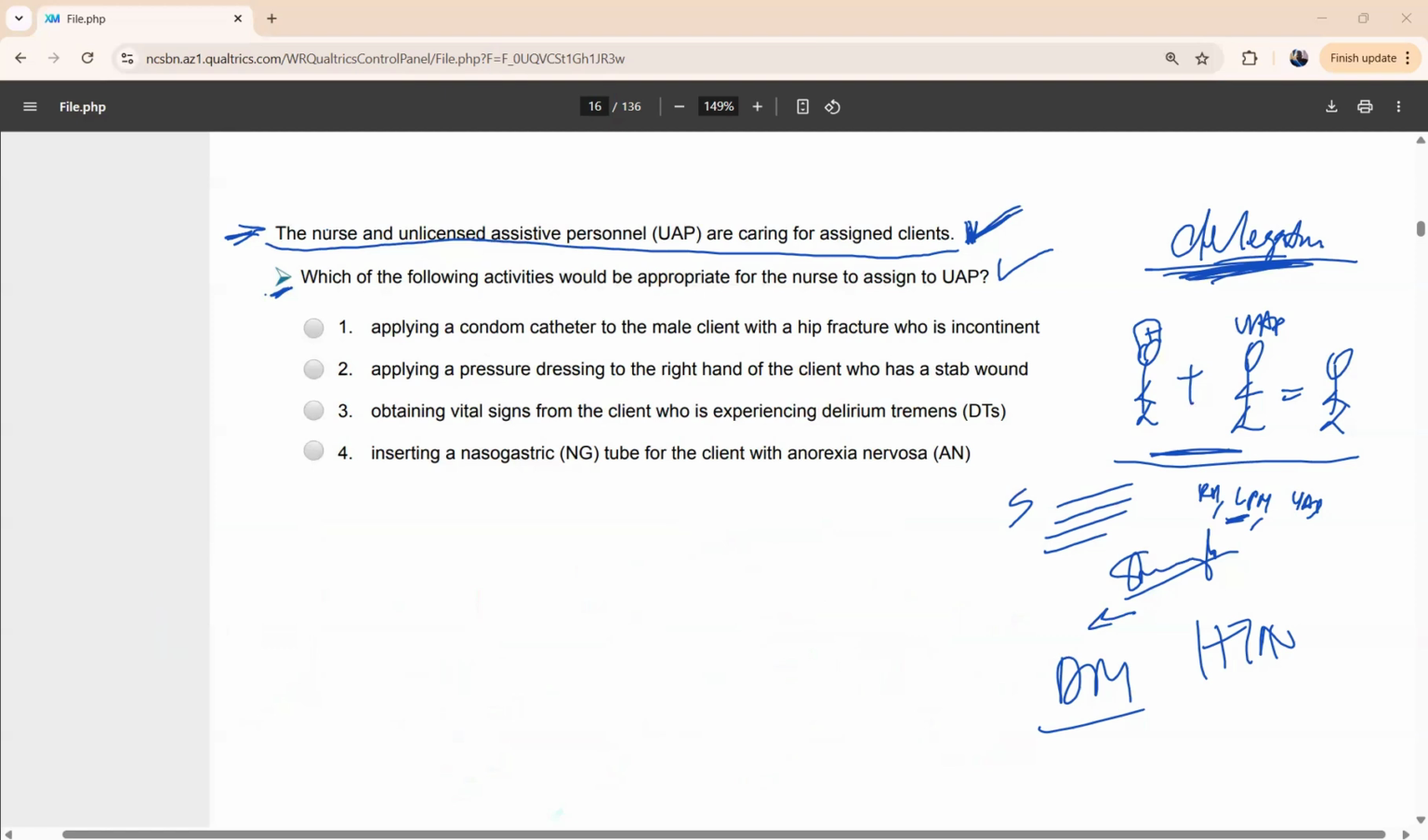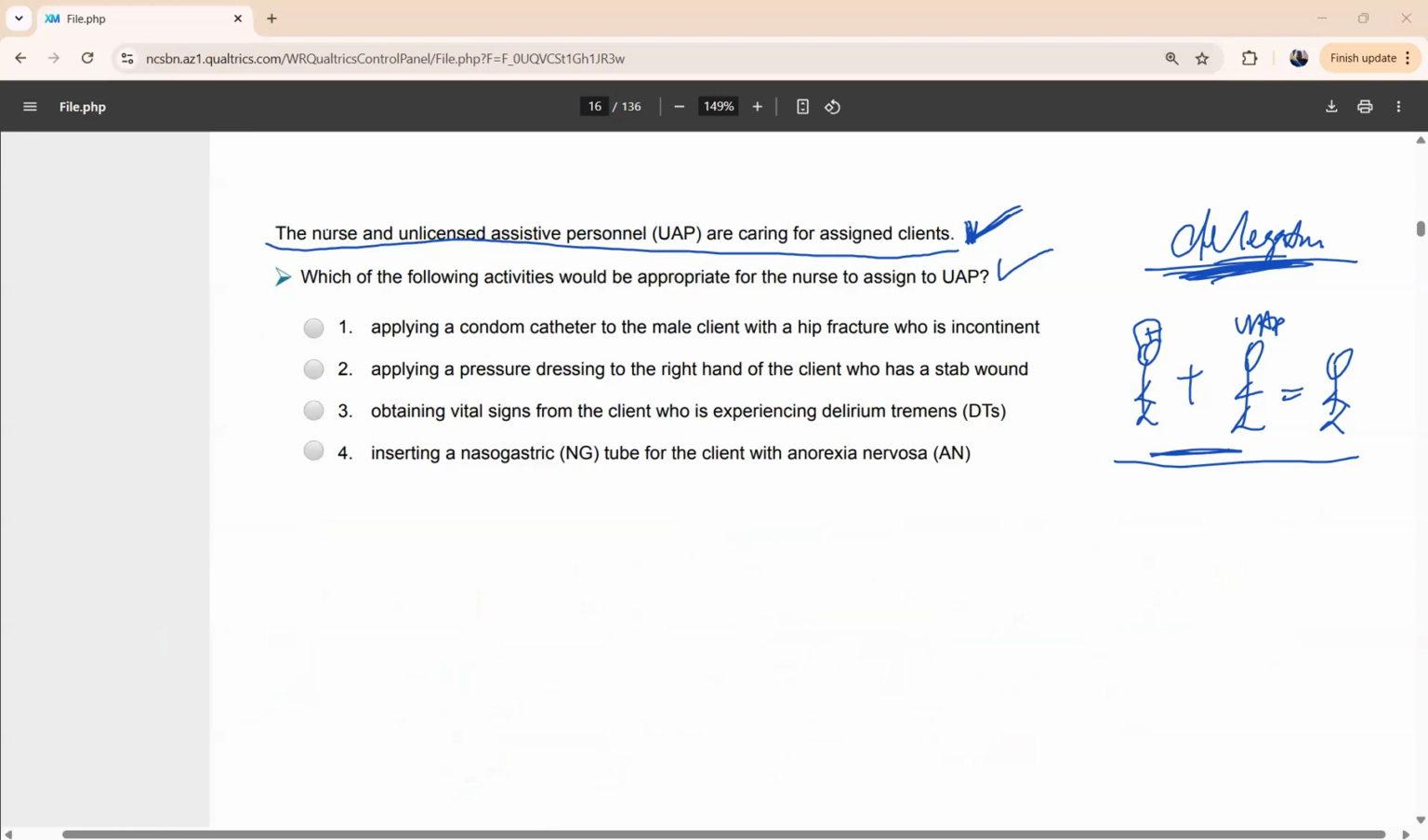Even if I get the answer, I'm going to overthink it. But since I already know how the NCLEX writes the question, I don't need to overthink it. Because I know this is a delegation question, I have an idea how the NCLEX writes the question. So I'm just going to read the answer key to make sure we are in line.